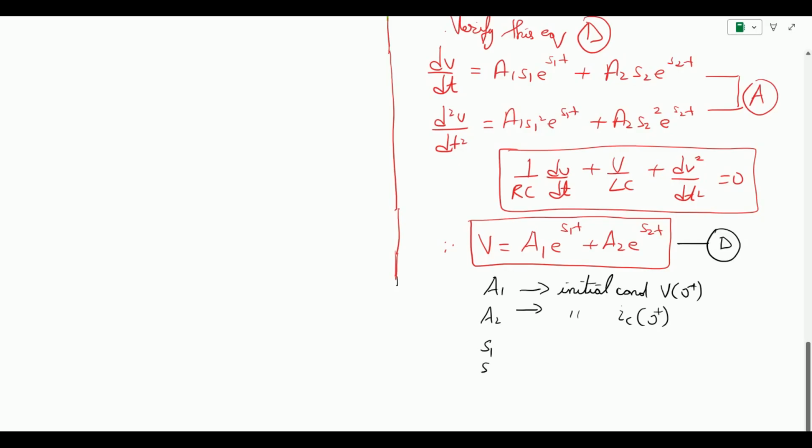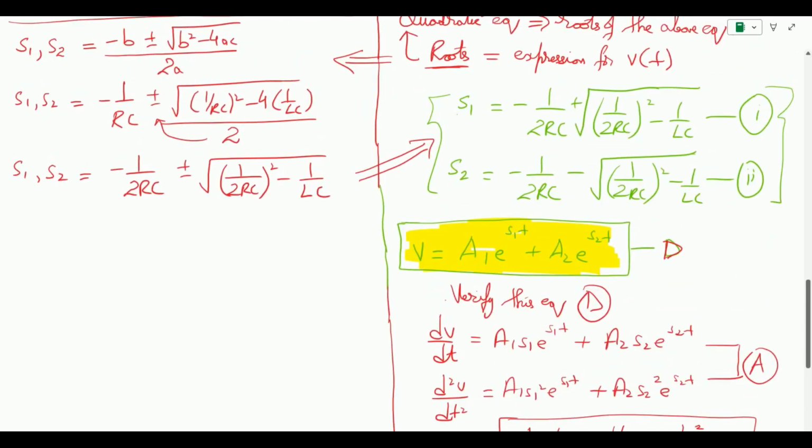S1 and S2 are basically the roots of the equation, whose values are figured out from the provided RLC values, and these things are going to be cleared when we move towards an example. So coming back to these roots especially, what about S1 and S2? Is there another way to write these two equations?